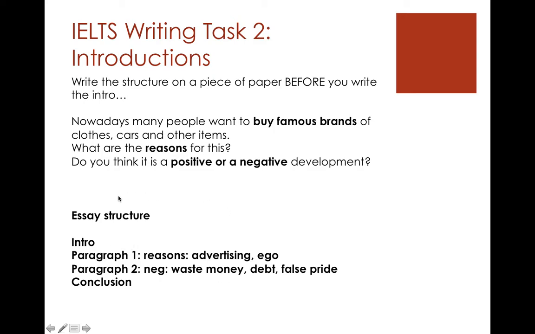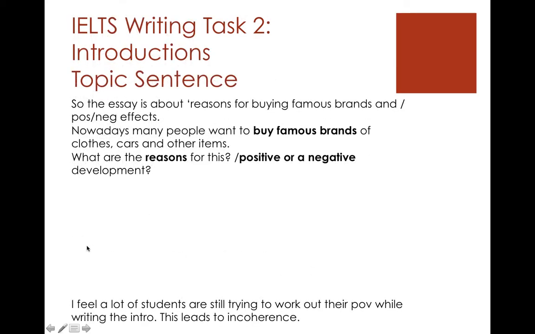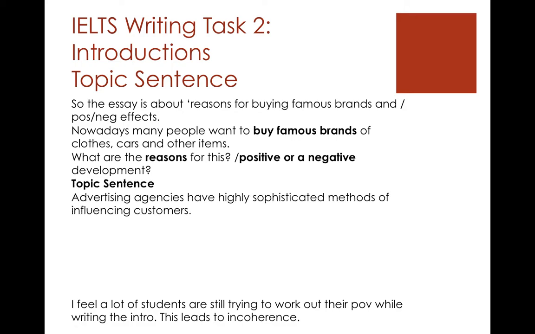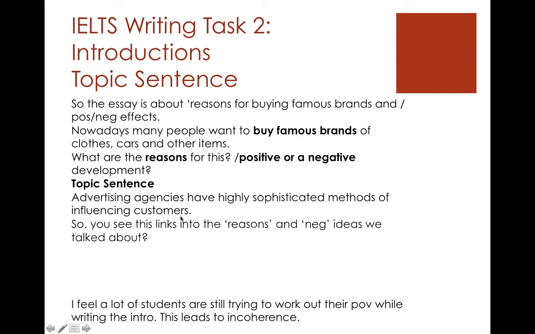So the reason 1 for people buying famous brands is advertising and ego. The paragraph 2 will say it's a negative development because it wastes money, causes debt, and it gives people a sense of false pride. So there's the whole essay organized right in the beginning. Now, because we have this structure, we know what the essay is going to be about, we can introduce it. So let's do that. So the essay is about reasons for buying famous brands and positive negative effects. So we know what the essay topic is. The topic sentence: advertising agencies have highly sophisticated methods of influencing customers. So you see this links to the reasons and negative ideas. So this is one of the reasons, and it's a fact.